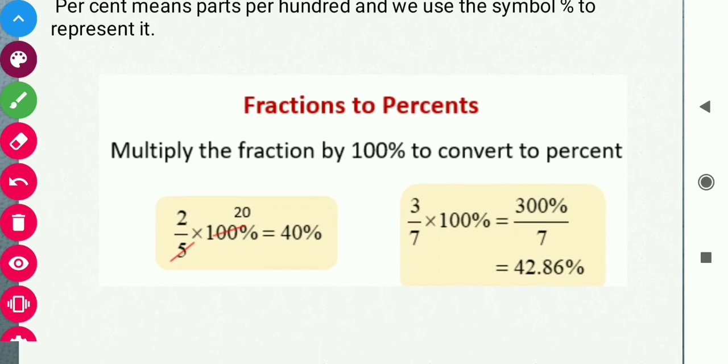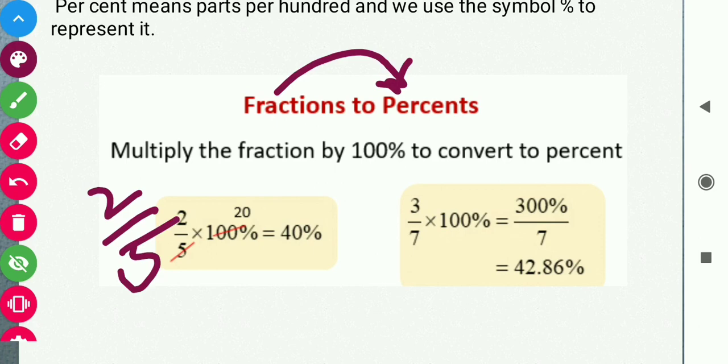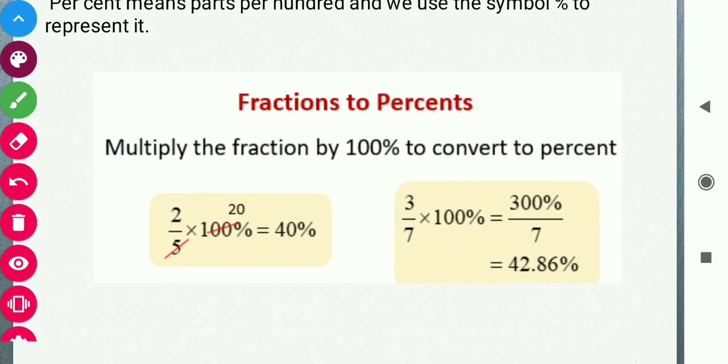So friends, all possible conversions are there: percentage to fraction, fraction to decimal. Suppose you want to convert a fraction to percent. For example, to convert 2 by 5 into percent, just multiply by 100%. You'll get 2 by 5 times 100%, which is 40%. If you want to convert 3 by 7 into percentage, you multiply by 100%. If it is not possible to cut, you can simply divide 300 upon 7, that is 42.86.